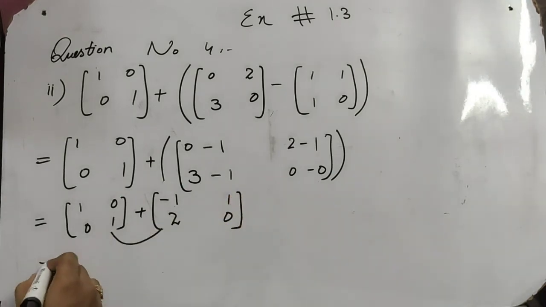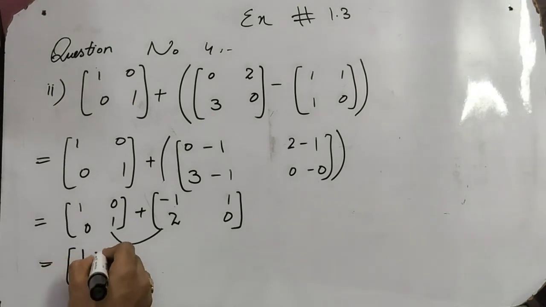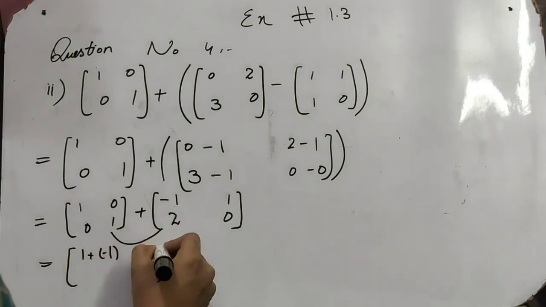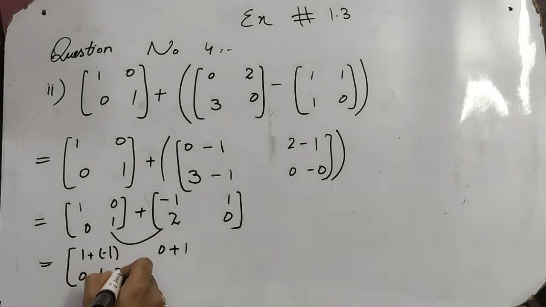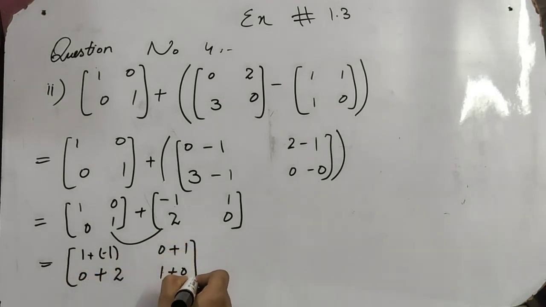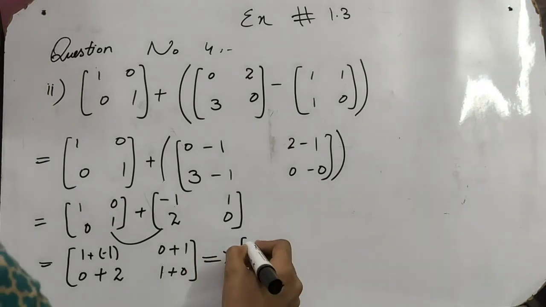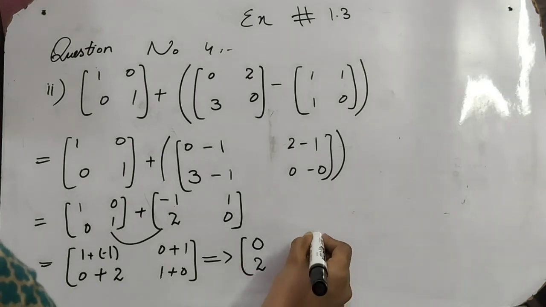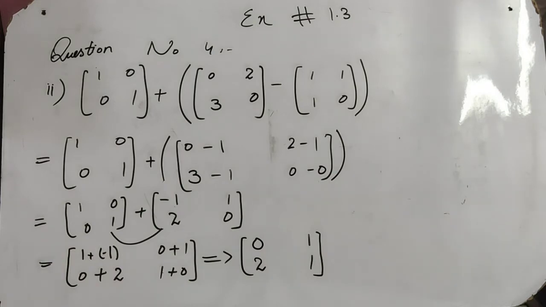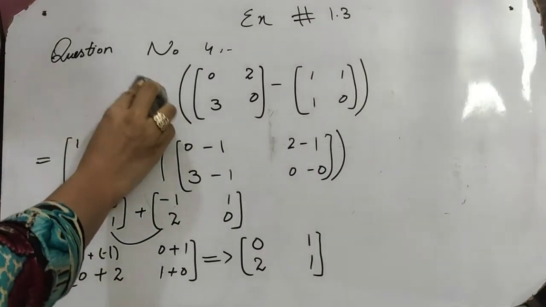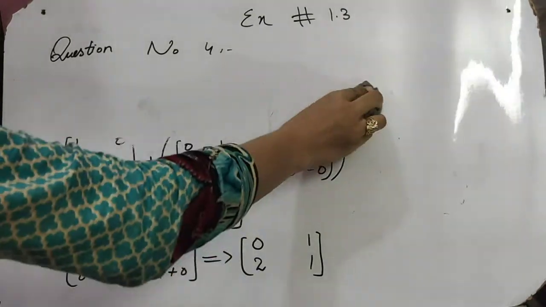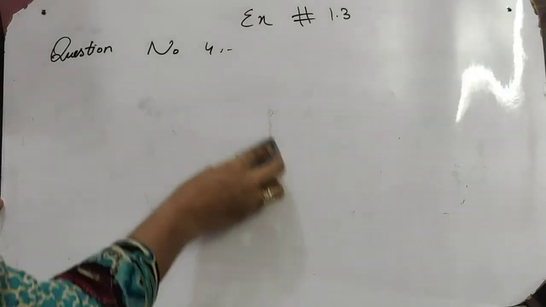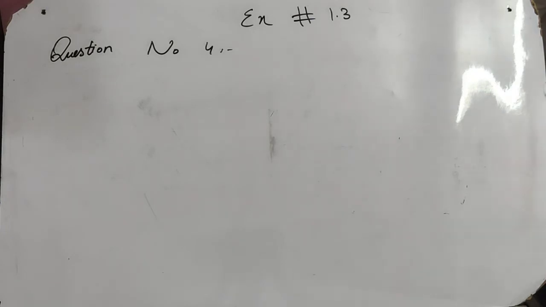Now we'll solve these two matrices. 1 minus 1, actually this is 1 plus minus 1, 0 plus 1, 0 plus 2, 1 plus 0. This will be equals to 1 minus 1 is 0, 0 plus 1 is 1, 2 plus 0 is 2 and 1 plus 0 is 1. This is the required matrix. The first and second part are the same. Same means the same technique is used.